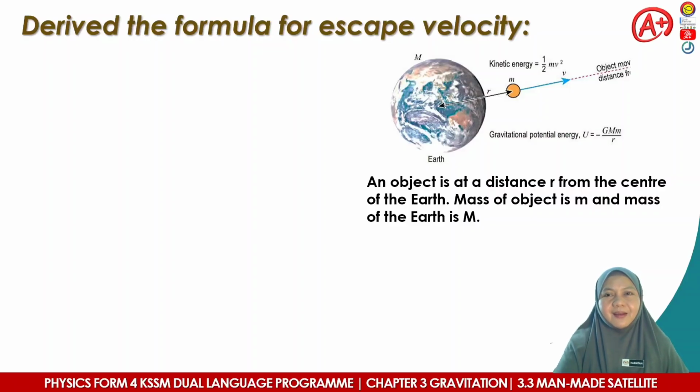All right. If you look at this figure, we have an Earth, and this is an object on the Earth's surface. The object is at a distance r, which is the orbital radius from the center of the Earth. The mass of the object is given by small m, and the mass of the Earth is given by capital M.